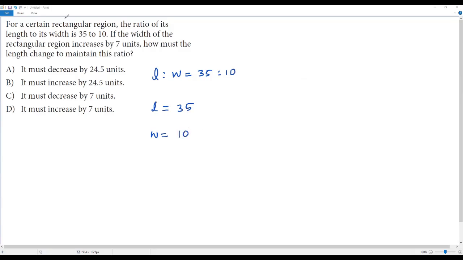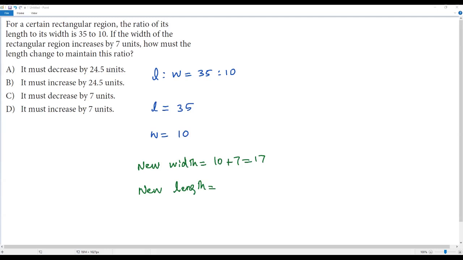Now according to the information, the width of the rectangle is going to be increased by 7 units. Then the new width is equal to 10 plus 7, which is 17 units. So how does the length have to be changed? That's what we have to find. Then we have to find the new length. When the width is increased by 7 units, the length has to be increased or decreased, but we do not know which.